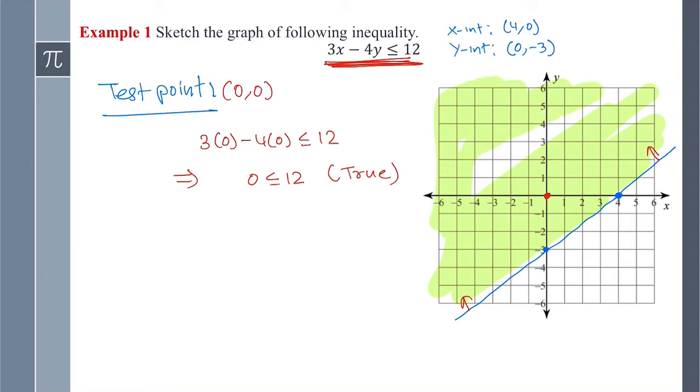So any points from this shaded region, if we pick that point and put it into that inequality, it satisfies the inequality. Also, since this is a solid line, we also include the points on the line. They are also part of the solution.